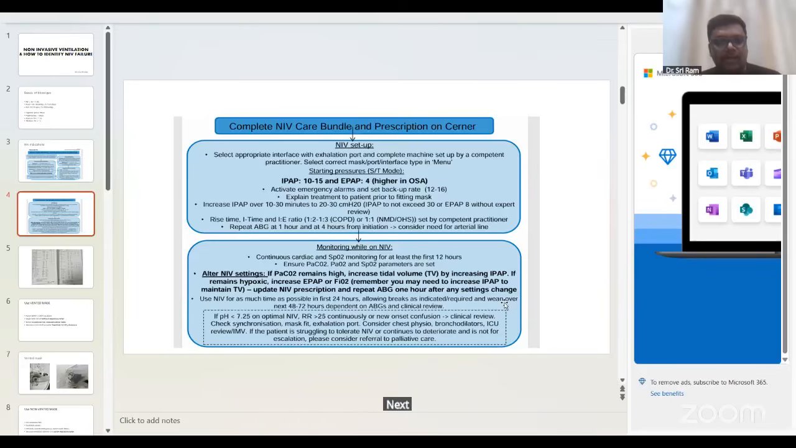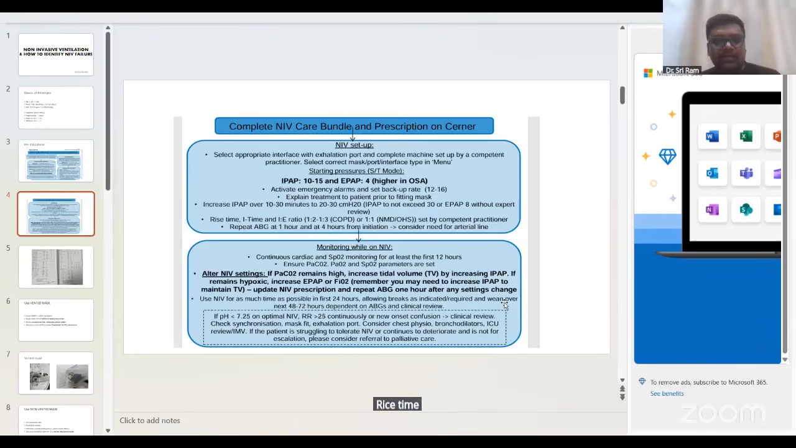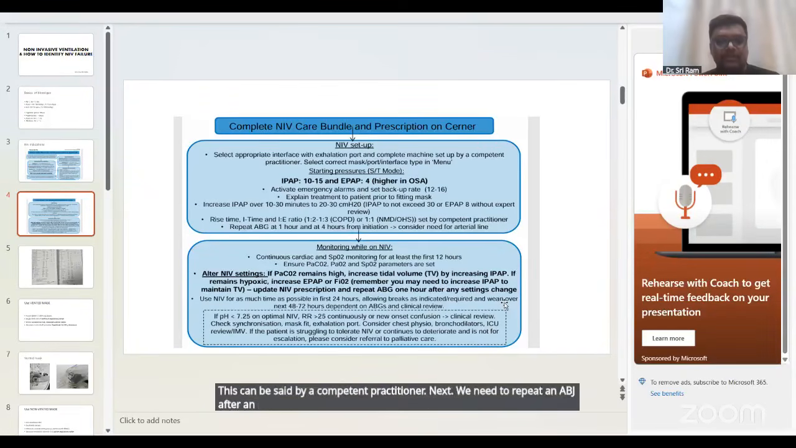Next, we need to increase the IPAP over 10 to 30 minutes to at least 20 to 30 centimeters. Rise time and I:E ratio must be monitored continuously. The ratio must be on a higher side, at least 1:2 to 1:3 in COPD, and in NMD or OHS it must be 1:1. This can be set by a competent practitioner. Next, we need to repeat an ABG after an hour and at 4 hours from initiation.